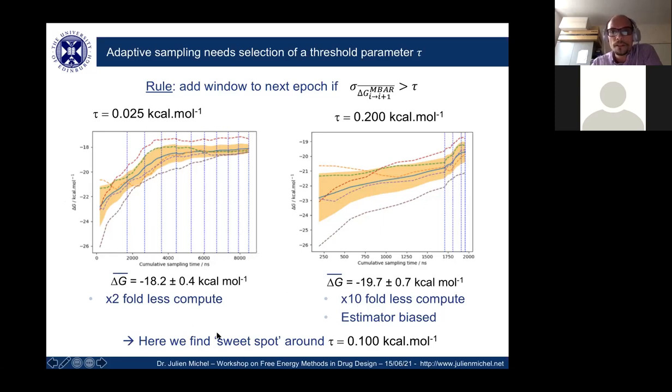So we find here on the system we investigated that the sweet spot is about 1.1 kcal per mode. So I have no guarantee this would generalize yet.